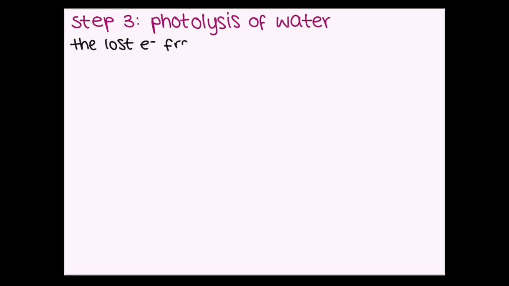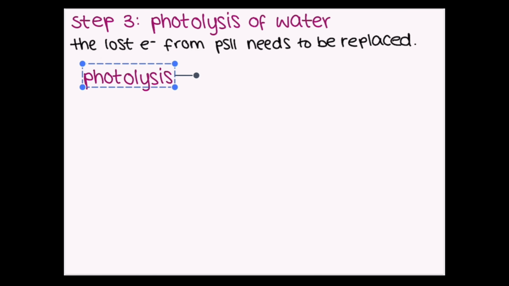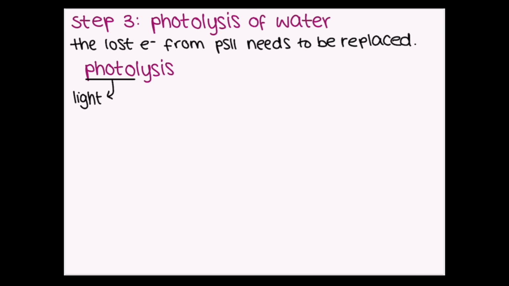The next step is a process that is unique to photosynthesis, and that is the photolysis of water. Now, we've seen the term lysis as an ending of a word before. So hydrolysis, meaning breaking of bonds using the addition of water, and it has the same meaning here. So again, photo meaning light and lysis meaning to split. So what photolysis means is the breaking of bonds using light energy.